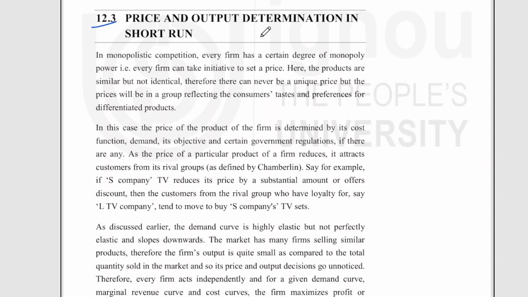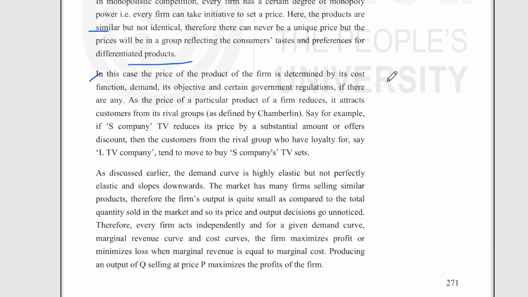The next one is price and output determination in the short run. In monopolistic competition, every firm has a certain degree of monopoly power. Every firm can take the initiative to set a price. Here, the products are similar but not identical. Therefore, there can never be a unique price, but the prices will be in a group reflecting the consumers' taste and preference for differentiated products. And in this case, the price of the product of a firm is determined by its cost function, demand, its objective, and certain government regulations, if there are any.